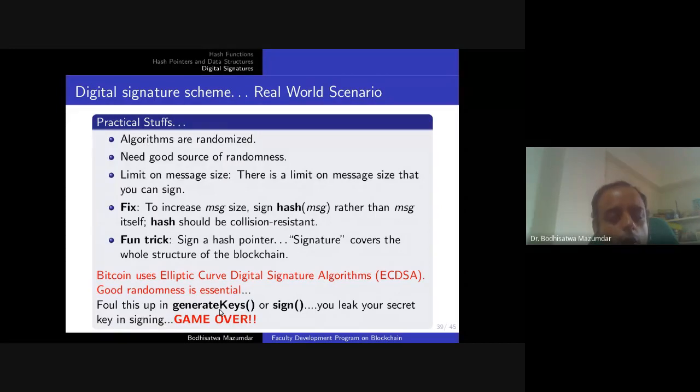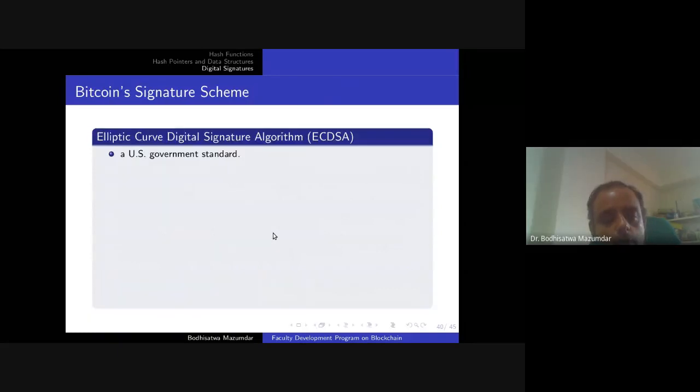Even though you are not able to generate a true random number, the number should be a pseudo random number. And if there is any compromise in generating this randomness, then your secret key can be leaked out and the game would be open. Any attacker in that case would be able to get your secret key. So that's why you need to have a good source of randomness for these two functions.